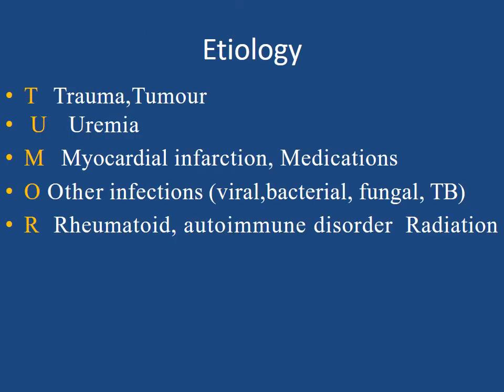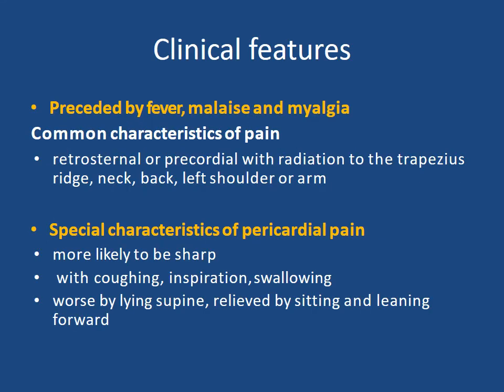This slide shows the different etiological factors causing acute pericarditis. These are trauma, tumor, uremia, myocardial infarction, medications and infections like viral, bacterial and fungal, TB, other autoimmune diseases like rheumatoid, autoimmune disorders and radiation. The clinical features include fever, malaise, myalgia. The most common characteristic feature is retrosternal pain which radiates towards the trapezius on the back. It can also radiate towards the left shoulder or arm.